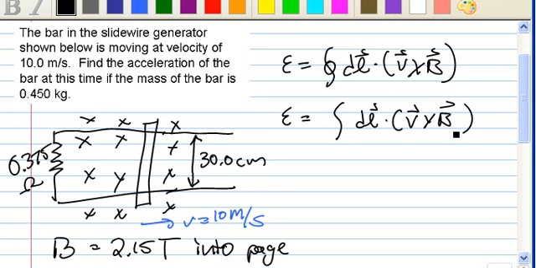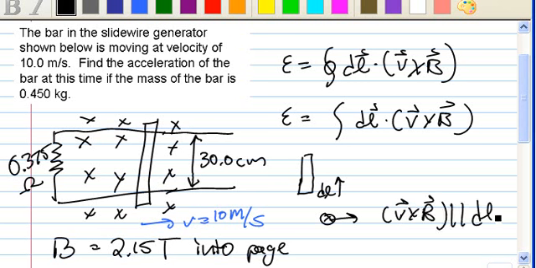So we need to define a direction for dl. If I just draw a little sketch of the bar, we can define dl as being up along the bar. In this case, v is pointing to the right, B is pointing into the page. So it turns out that v cross B is actually parallel to dl. If this is true, we can write down an expression for the EMF.